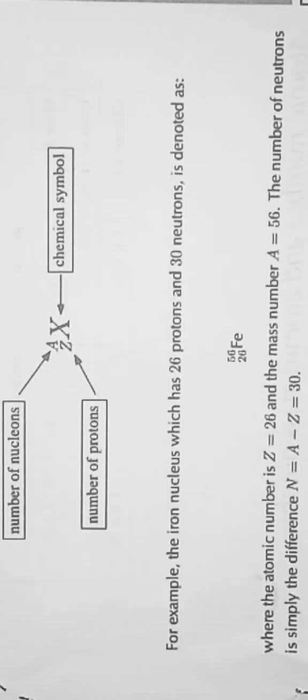Nucleons is neutrons plus protons. So in order to find the neutrons, you have to say mass number minus atomic number. The mass number is the number of nucleons. Nucleons is A. You have to note that. The atomic mass is the number of nucleons, while the atomic number is the number of protons.